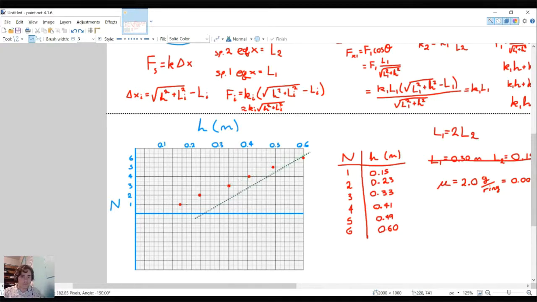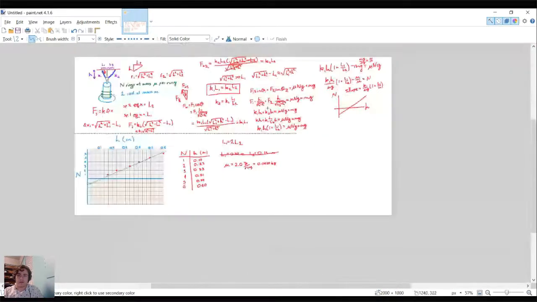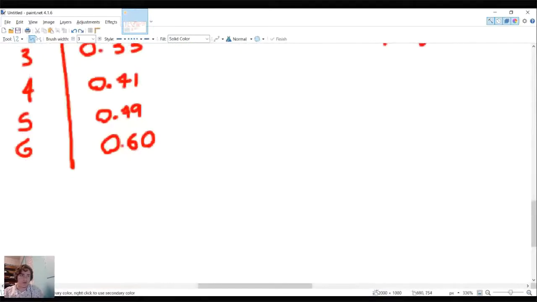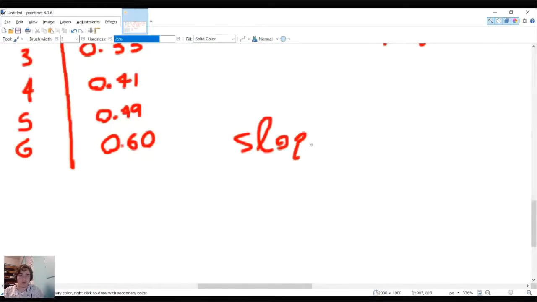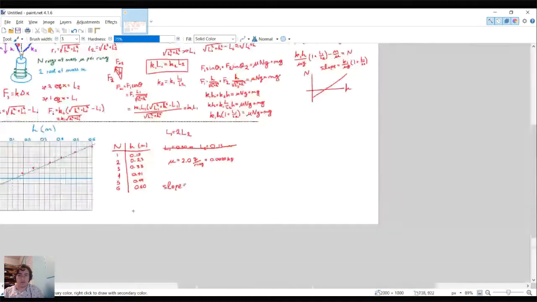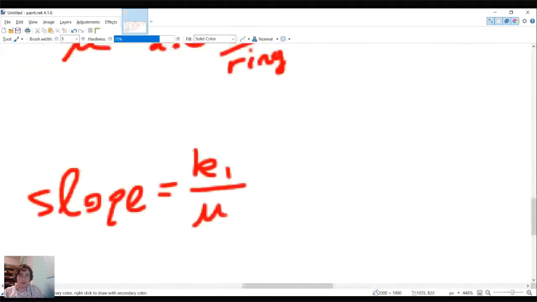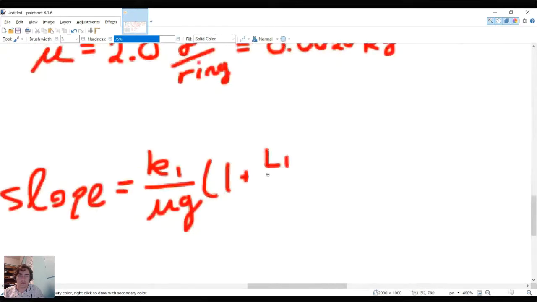So that's a good line of best fit. So this would be a line of best fit of the data. And from here, we can calculate a lot of things. So previously, we showed that the slope is equal to K1 over mu g times 1 plus L1 over L2.